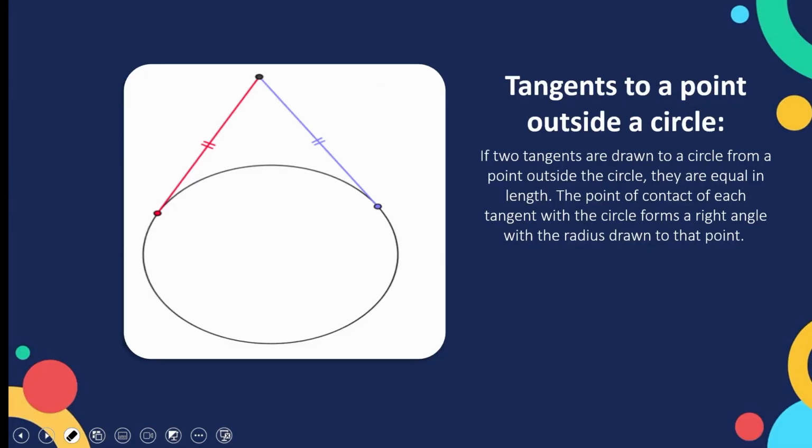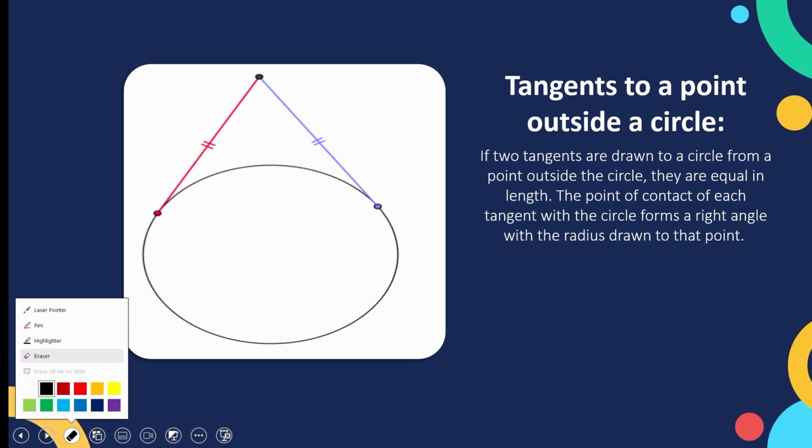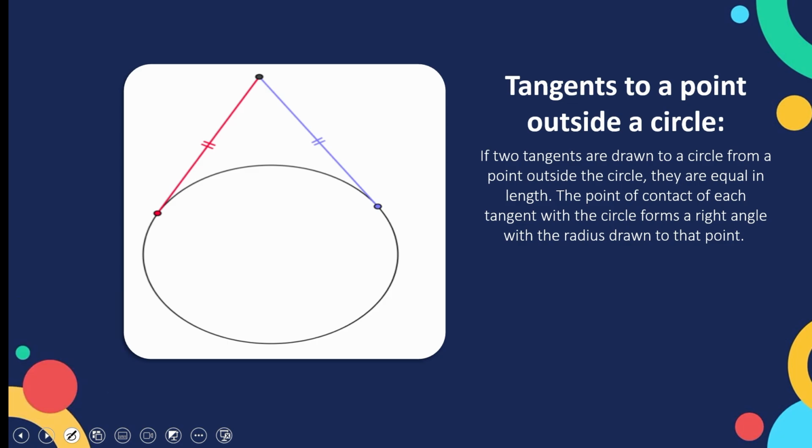Moving on. Tangents to a point outside of a circle. So now we're starting to move outside of the circle. No more looking inside, we're now starting to look outside. So here we have our circle, and we have two tangent points, one in blue there and one in red. As you can see, these two lines, these two tangent chords, run to a common point outside of the circle.